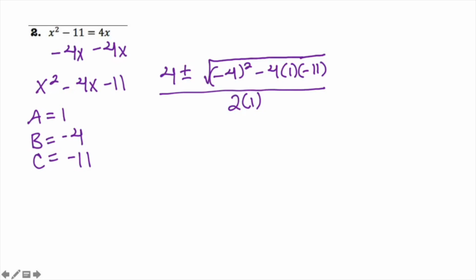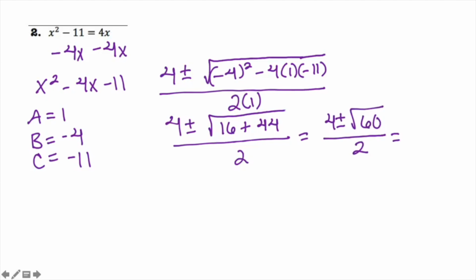So now we're going to use order of operations and solve for our two answers. So we're going to take -4 squared, which is just -4 times -4. So that's 16. -4 times 1 times -11 is a positive 44. You can use your calculator to make sure you're accurate. And then 2 times 1 is 2. So now we can combine the 16 and the 44, and you get 60. So 4 plus or minus the square root of 60 over 2.